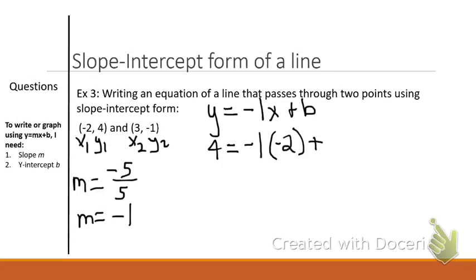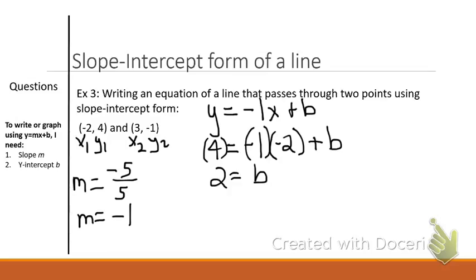So now I know, because I substituted, now with that information I can find what b is. Solve for b, just like we've done before solving equations. You'll get that b is equal to +2. Now that you have m and you have b, you can write your equation now.